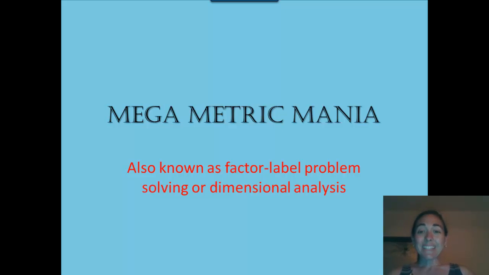Alright, today we are going to look at Mega Metric Mania, which is also just a kind of fancy name for factor label problems or dimensional analysis. Now what this is, is a system of using metric prefixes and numbers, factors and labels, to solve a problem using multiplication, division, and canceling units. So let's start off looking at metric prefixes.